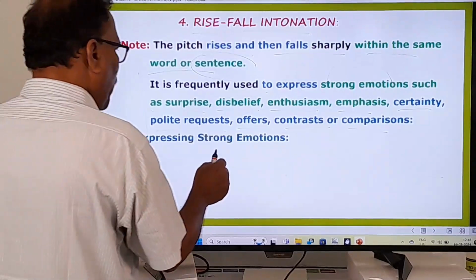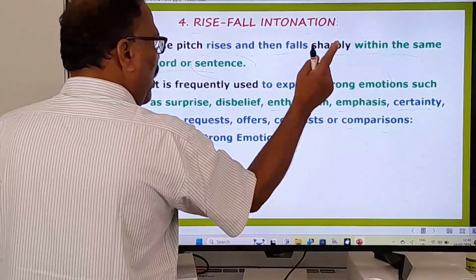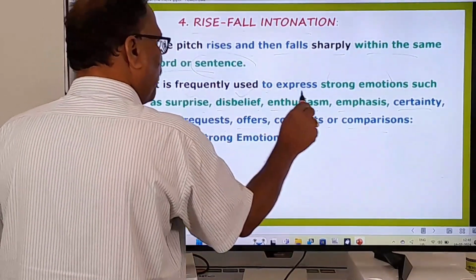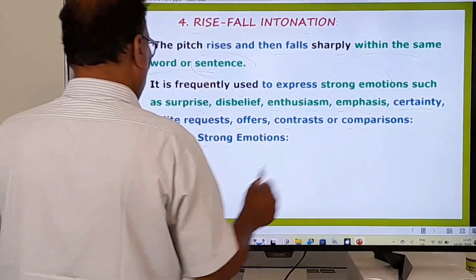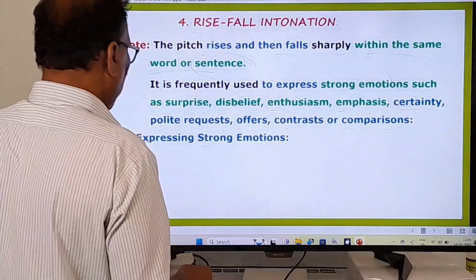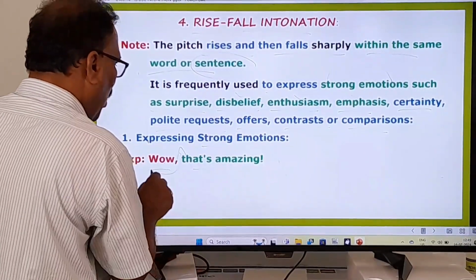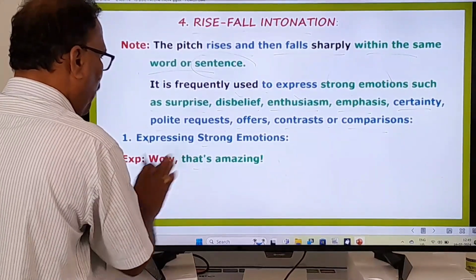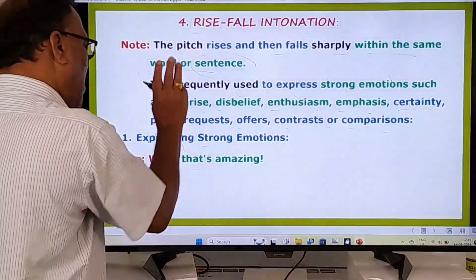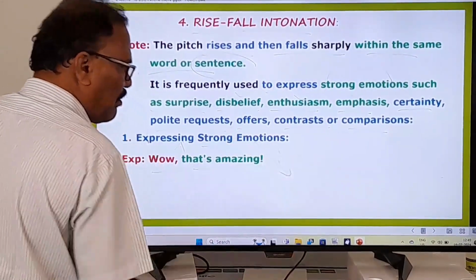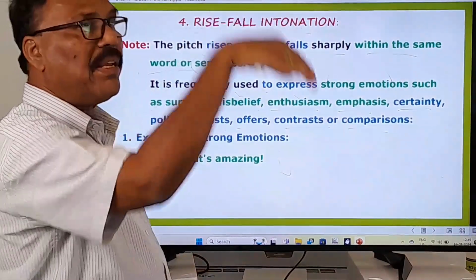Here, expressing strong emotions. These are all emotions: surprise, disbelief, enthusiasm, emphasis. Strong emotion. Wow! Here, what is happening? Wow! It is going up. That's amazing. Falling down. Wow, that's amazing.